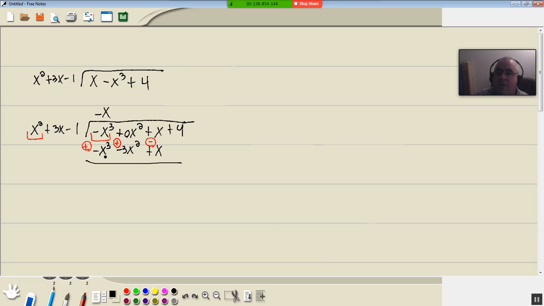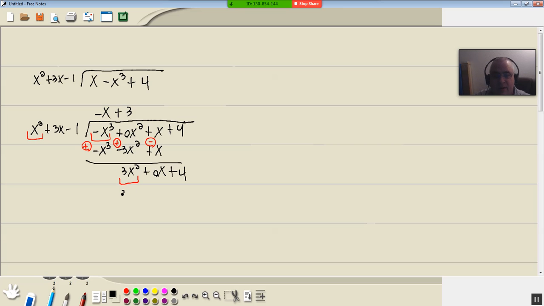Negative x to the third plus x to the third drops away. 0x squared plus 3x squared is 3x squared. x minus x gives us 0x, and then plus 4. And then we repeat the process. You look at the first term of each side, what goes up on top. You ask yourself what times x squared gives you 3x squared, and that'd be 3. And whatever you put up on top, you multiply by what's in front.